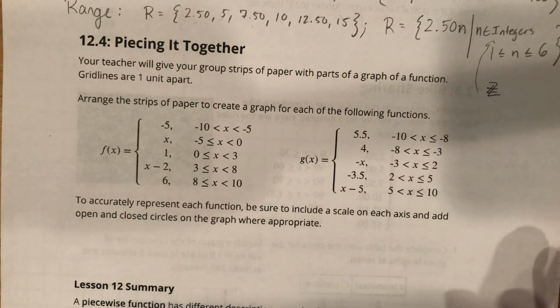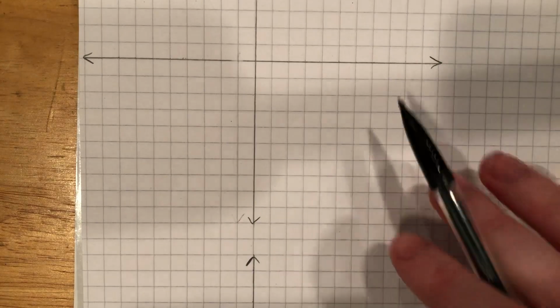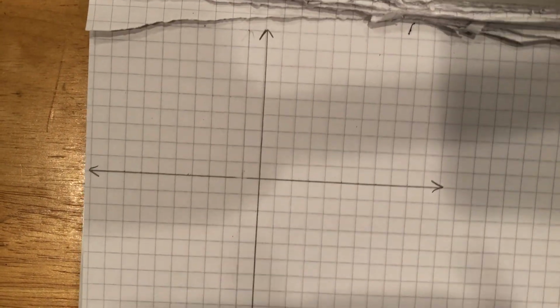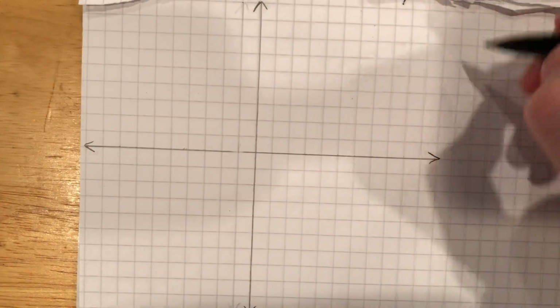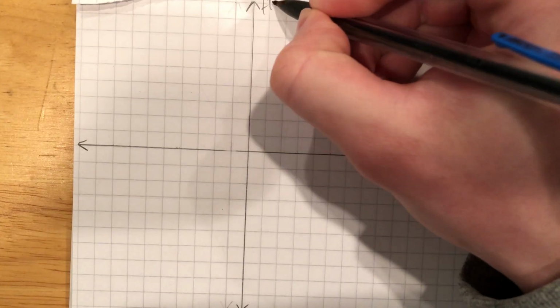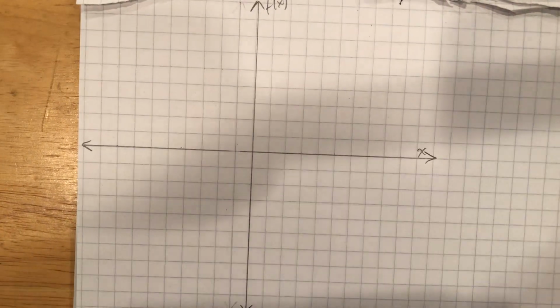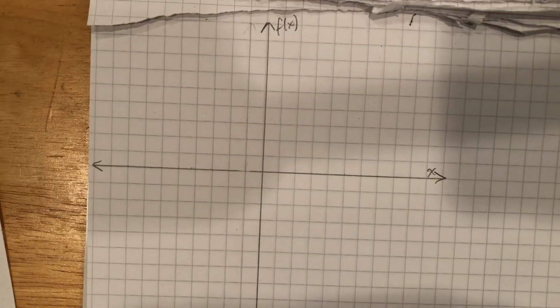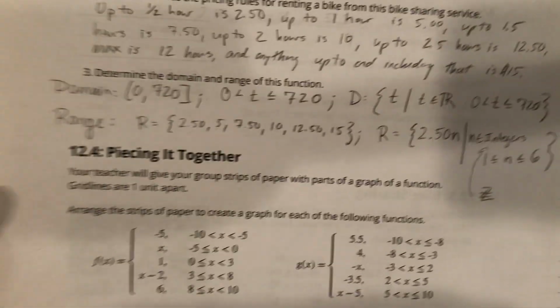All right, so if I'm looking at my first function, I've taken out graph paper and I've made my x and y axes here. I'm going to call this f of x, and this is x. All right, my x and y. So I'm looking at my first function here.